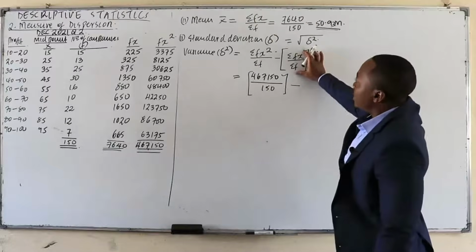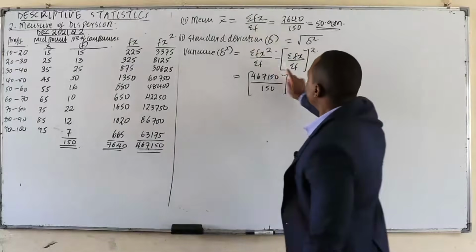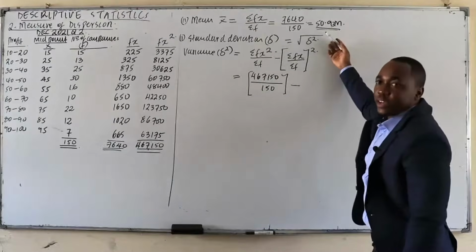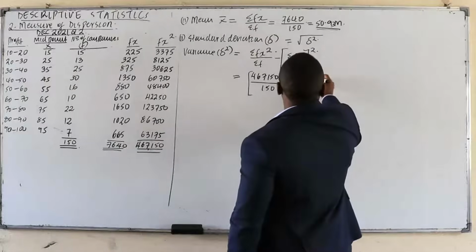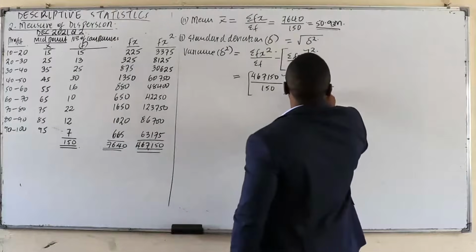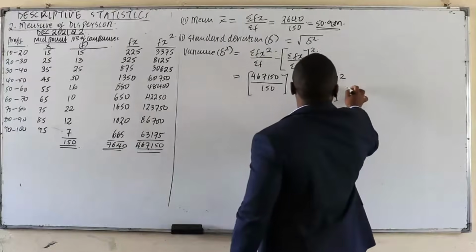Now if you look at this, summation of fx over summation of f, that's our mean. And then you square. As simple as that. So it will be summation of fx, which is 7640, over summation of f, which was 150. You get the mean, and then you square. What do you get?